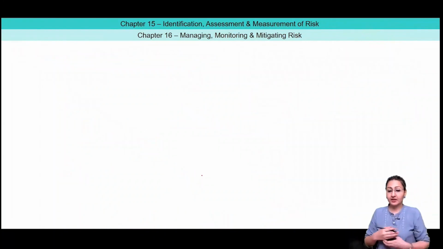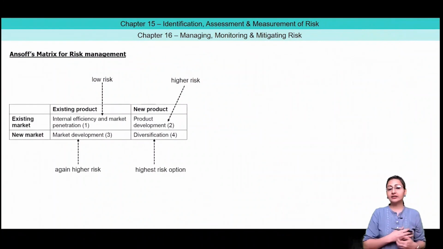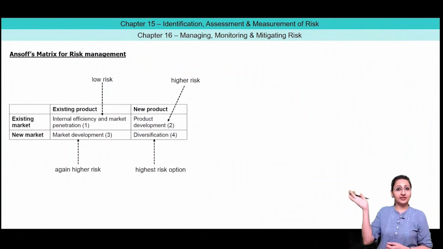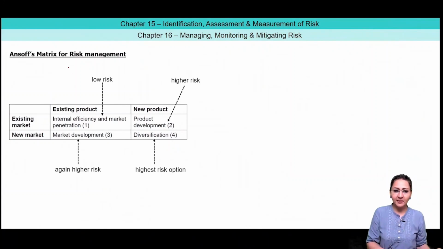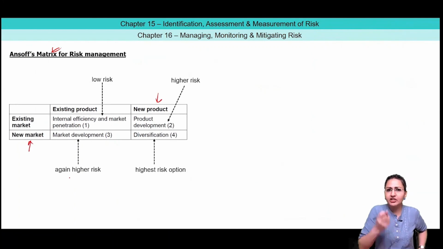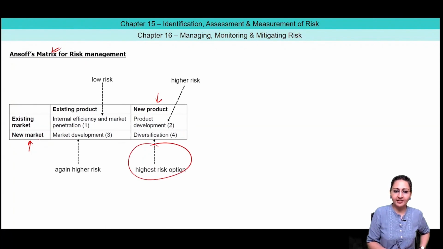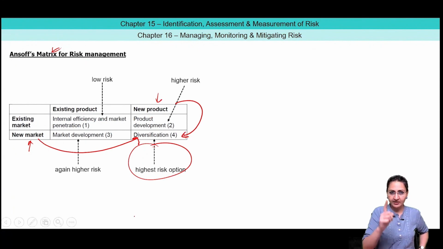Now risk map is quite important, and another that comes is the risk register also. We'll see the risk register as well. But before that, let's see risk management by the Ansoff matrix. Here you are going to enter into a new market with a new product. Which is more risky? This is quite risky. Highest risk option where the market is also new and the product is also new. Highest risk proposition is the case of diversification.